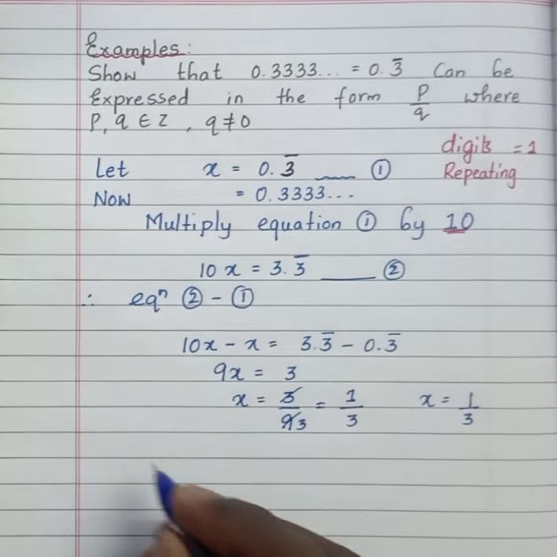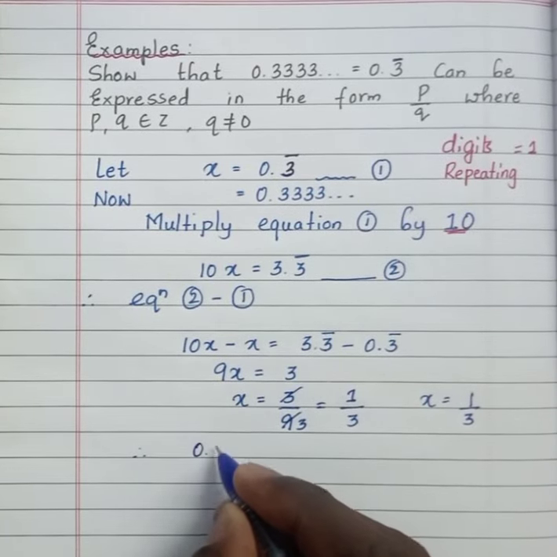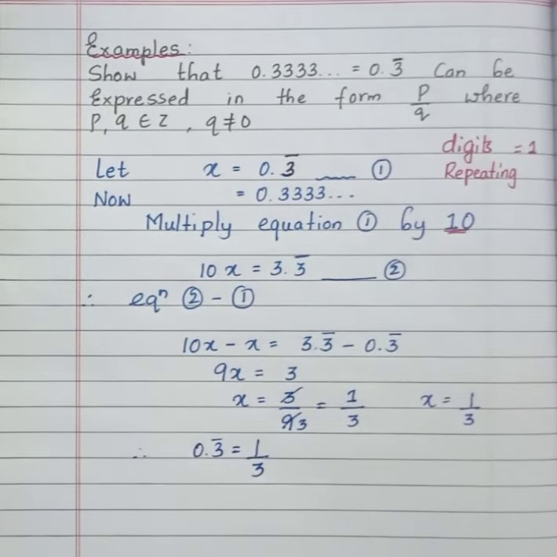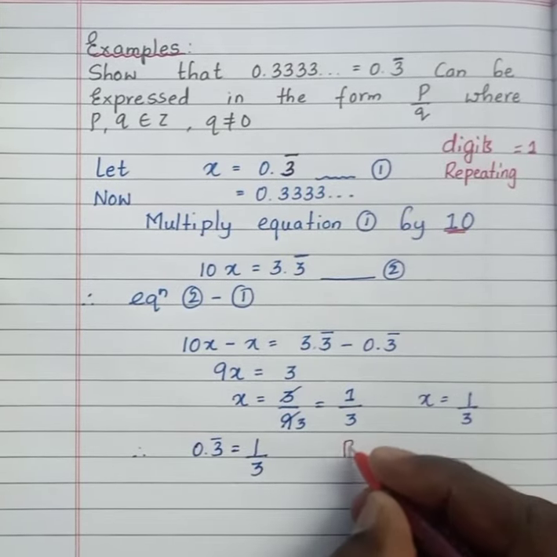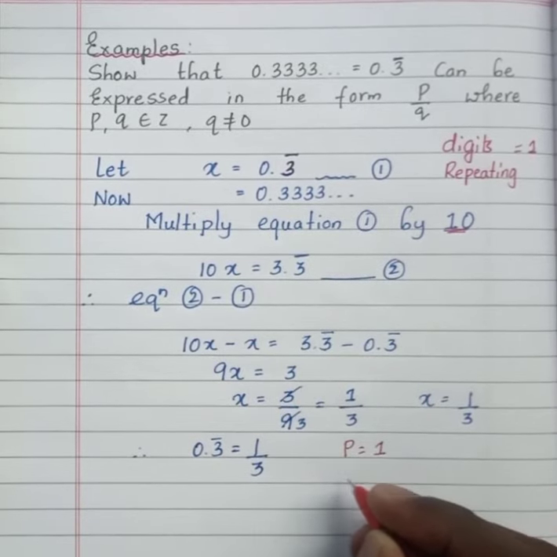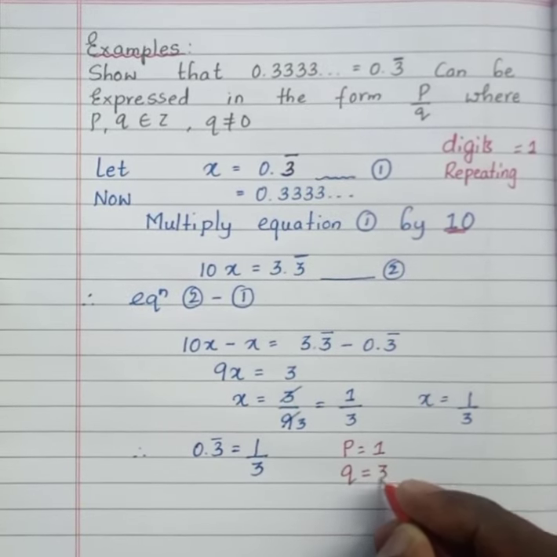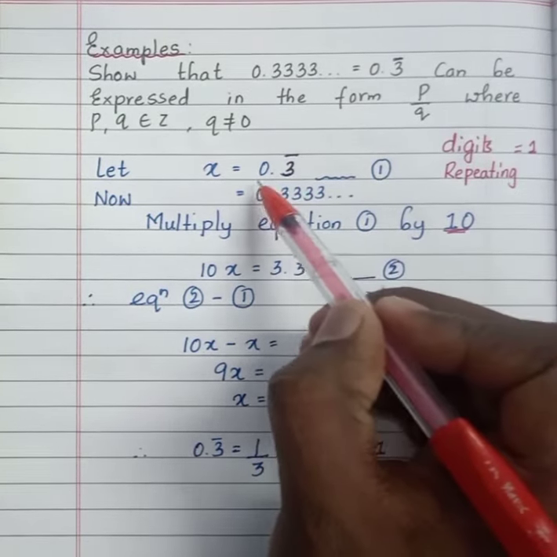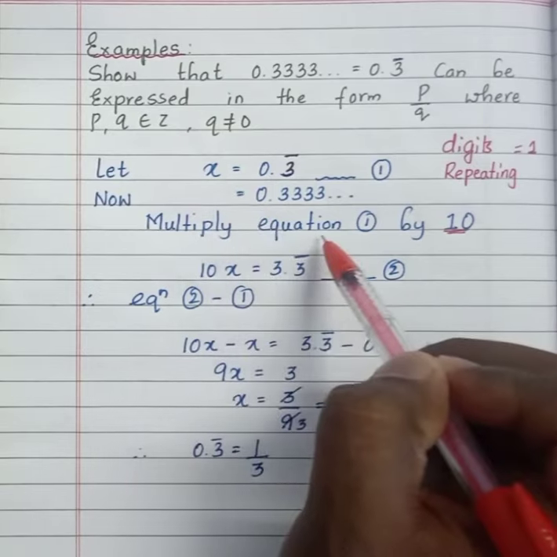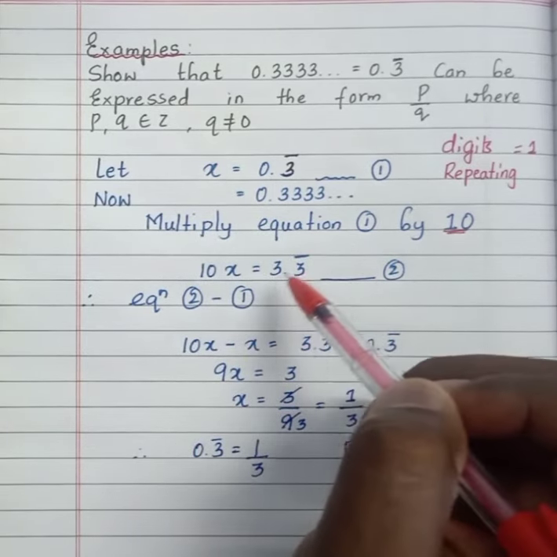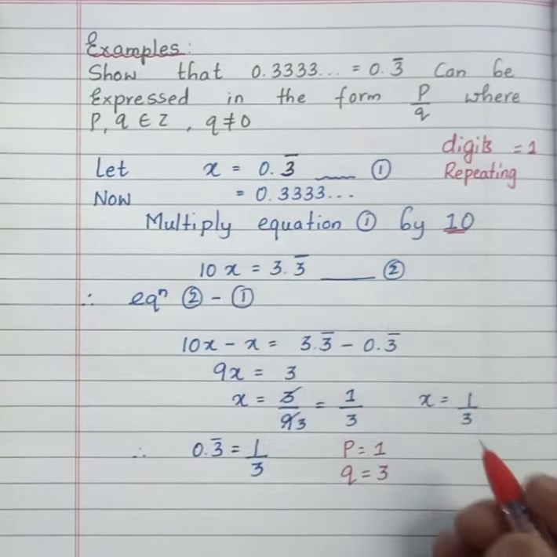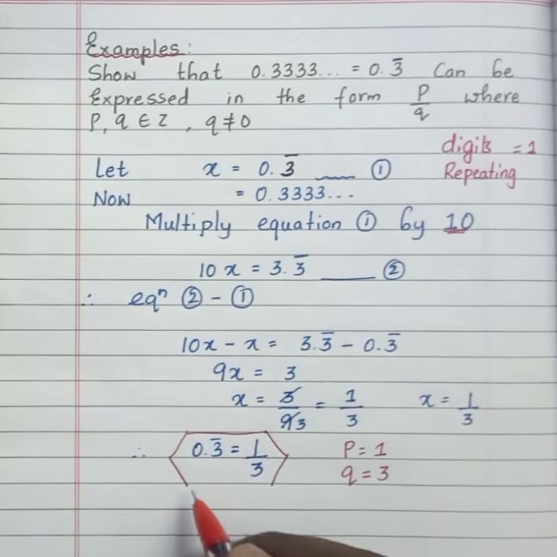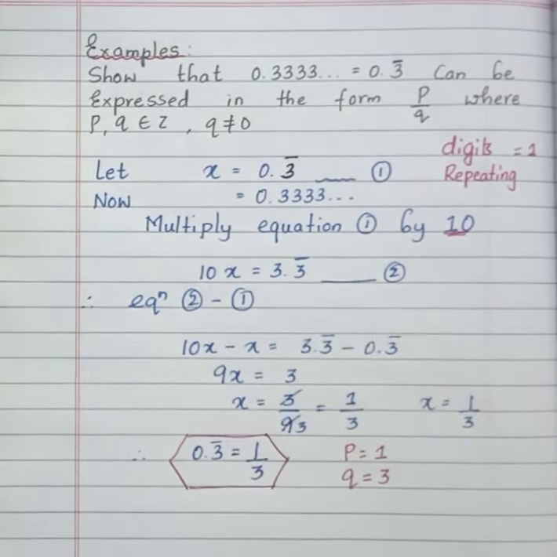Now what we have assumed? We have assumed x as 0.3 recurring, which is equal to 1 divided by 3. What is the value of p and q? p equals 1 and q equals 3. I have expressed 0.3 recurring, that is non-terminating recurring decimal expansion, in the form of p by q. Hence, I can say that 0.3 recurring is a rational number, where p equals 1, q equals 3.